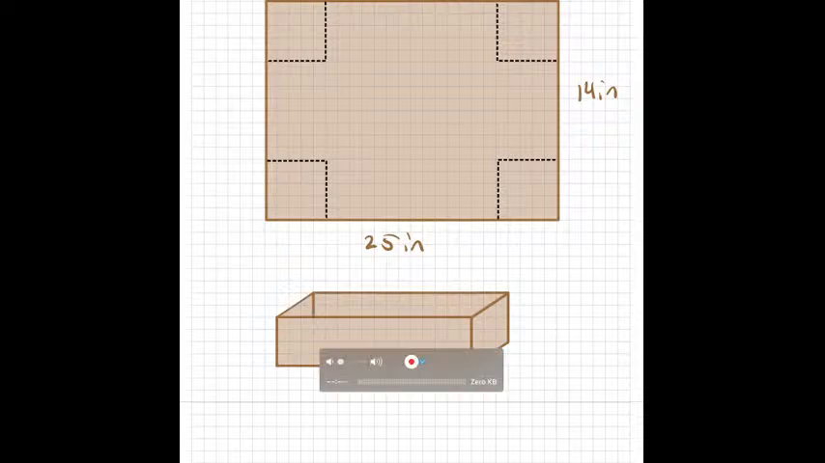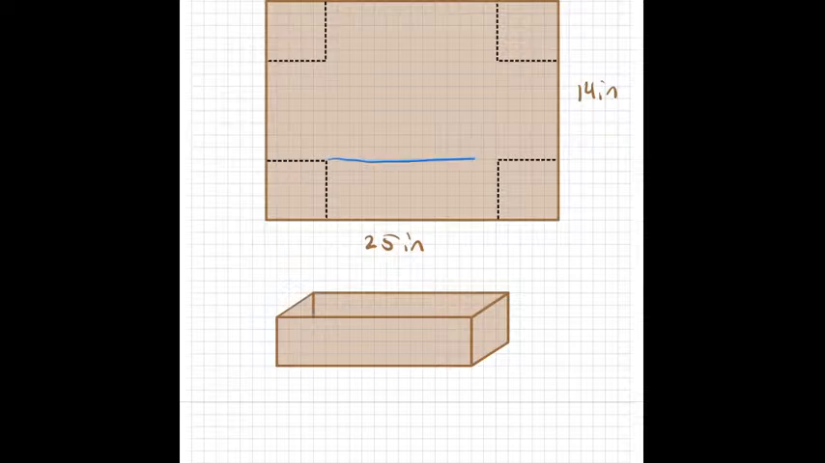So let me highlight some edges, right? If we cut out these corners and fold up the flaps, we're going to have this base, right? And let's do this color. We have this blue. So the blue base on our folded up open top box is going to be here.